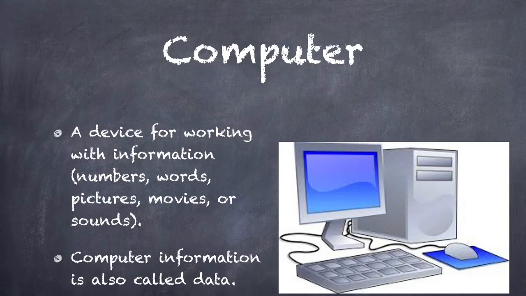The first piece of computer hardware we're going to talk about is the actual computer. A computer is a device for working with information. And when we're talking about information, this includes numbers, words, pictures, movies, or sounds. Computer information is also called data. So anytime we're talking about data, we're just talking about information, like numbers, words, pictures, movies, or sounds.